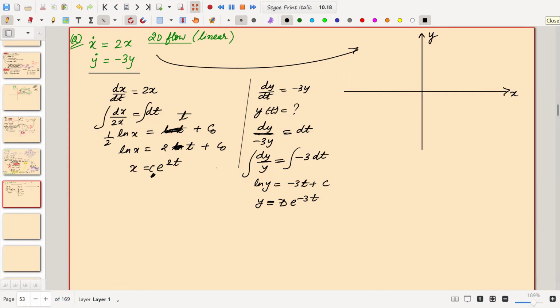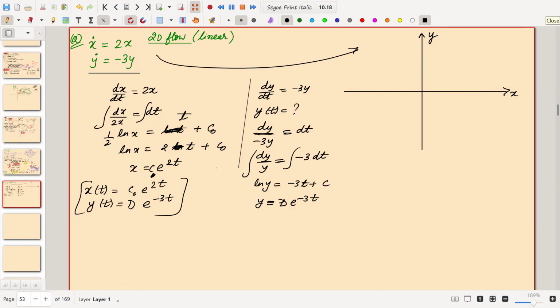Okay. So what shall we do next? How should they look? I gave you how x varies with time, something like e to the power 2t, and y also varies with time as something like e to the power minus 3t. So I gave you two ideas how they will behave. Can you plot the solutions here? That's my question to you. How can you plot the solutions? These are the solutions, right?